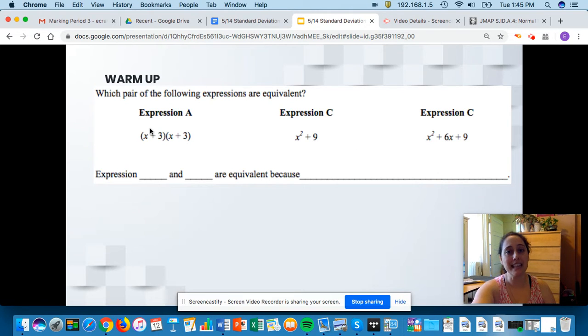And if you forget the area method, put them both into your y equals. So y1 can equal expression A like this factored form, and y2 can equal this last expression, right? And so those should be identical on your calculator when you graph them or look at the table.